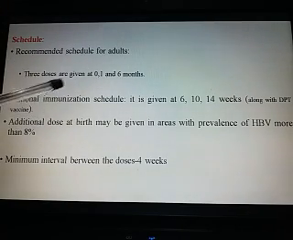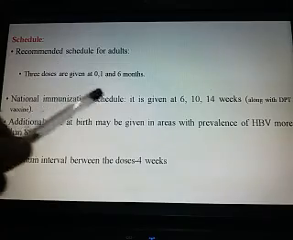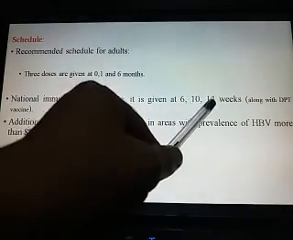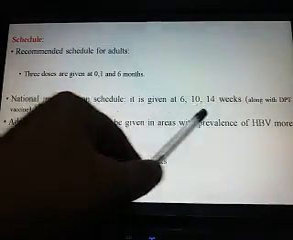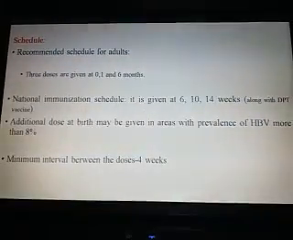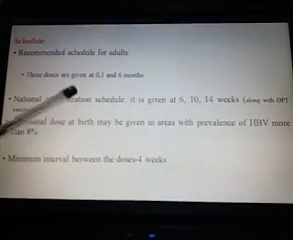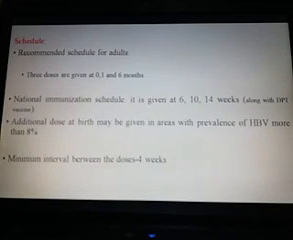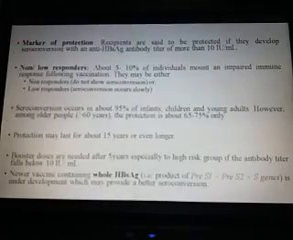National immunization schedules say that for childhood age, it is 6, 10 and 14 weeks after the birth, along with the DPT. An additional dose can also be given in high prevalence areas. Minimum interval should be 4. Okay.